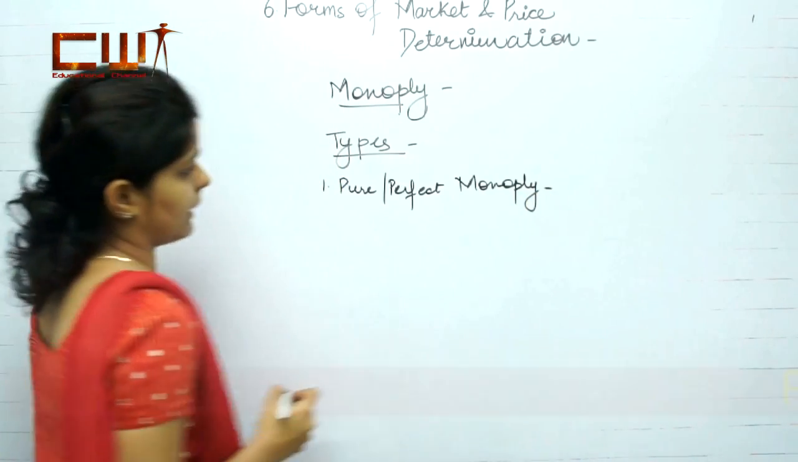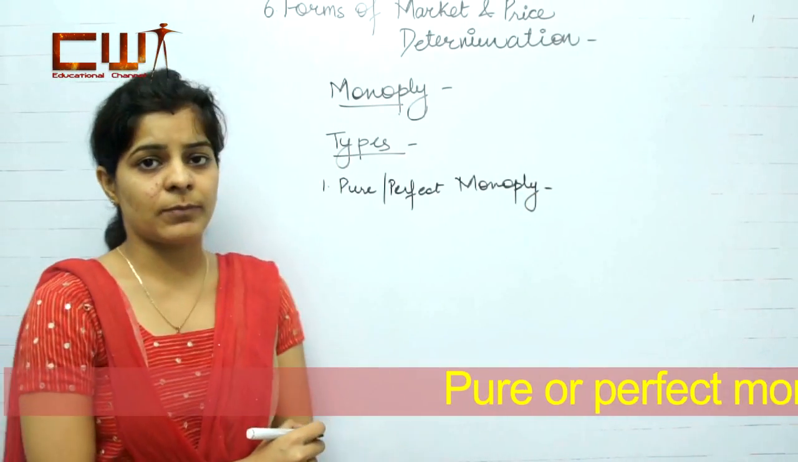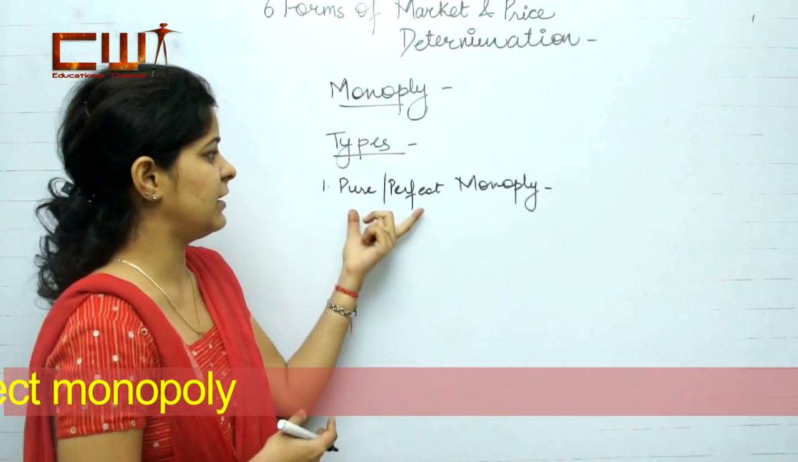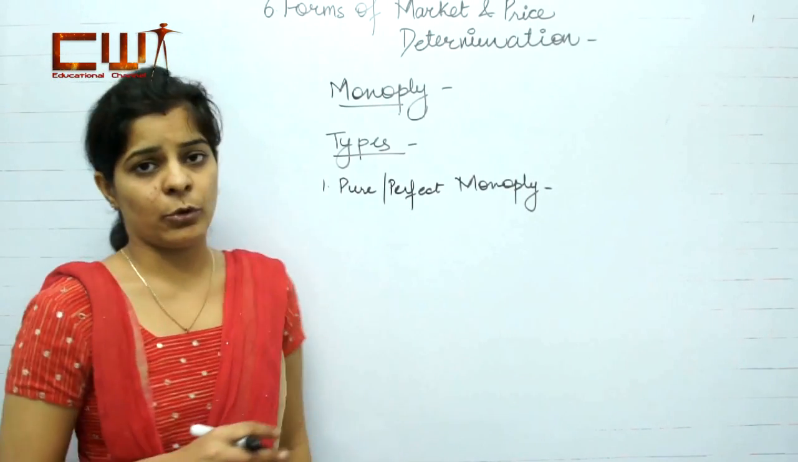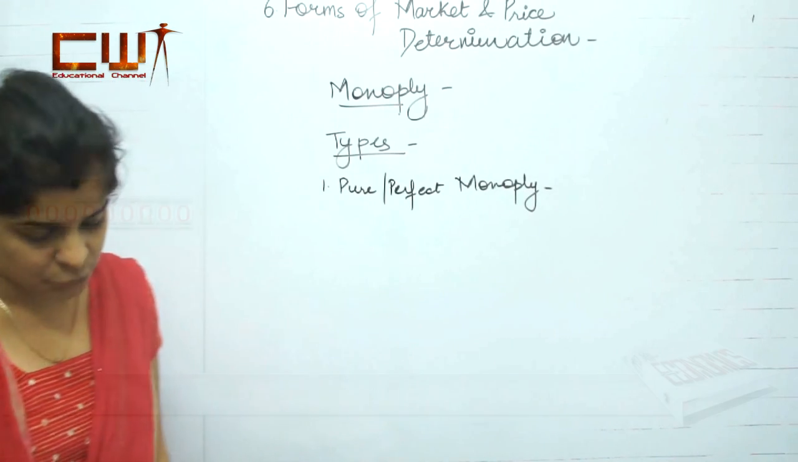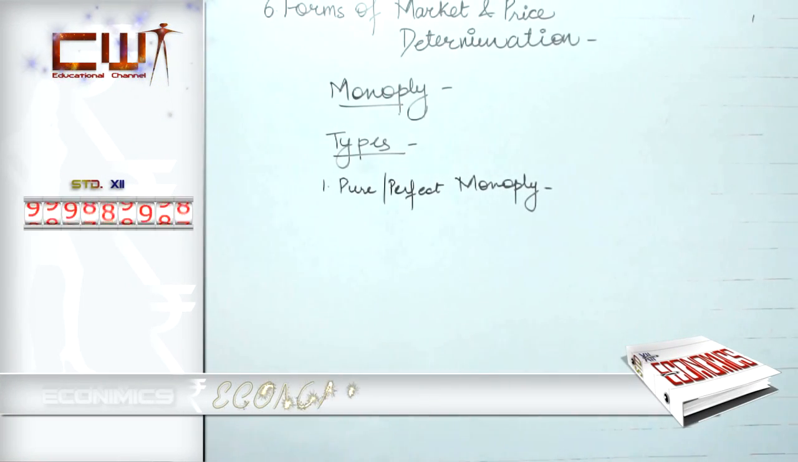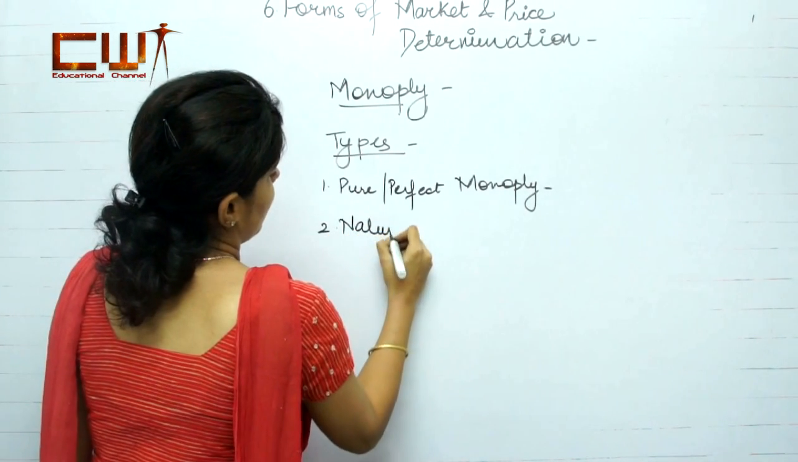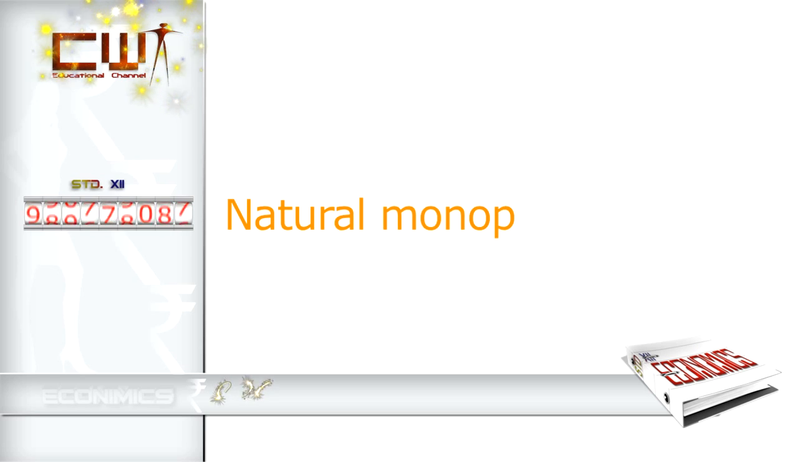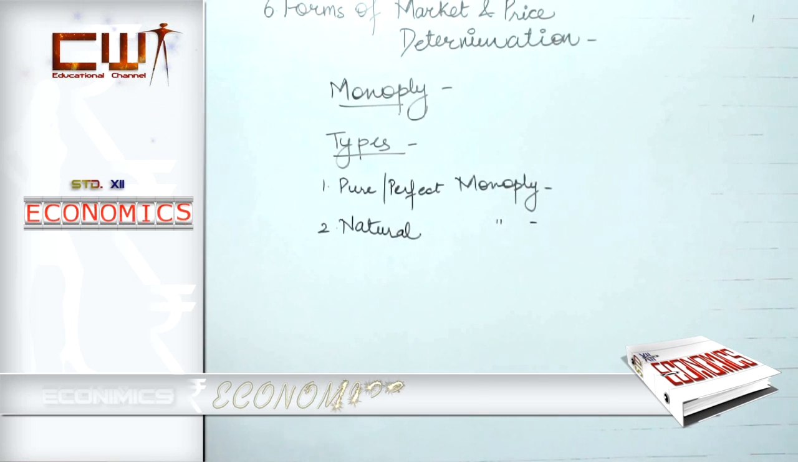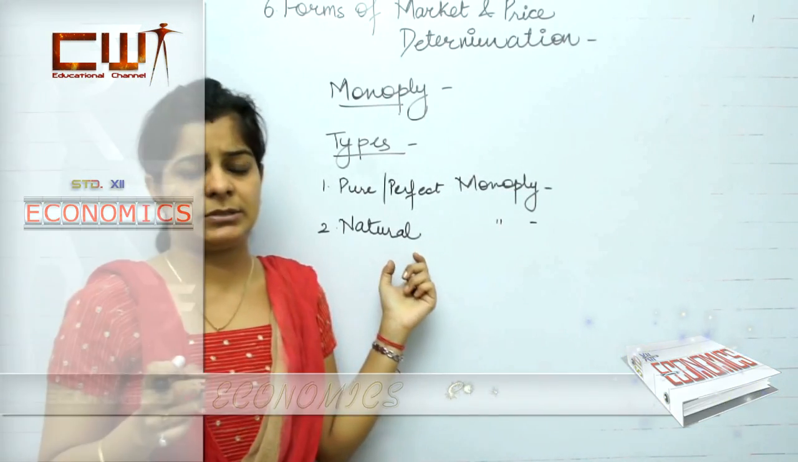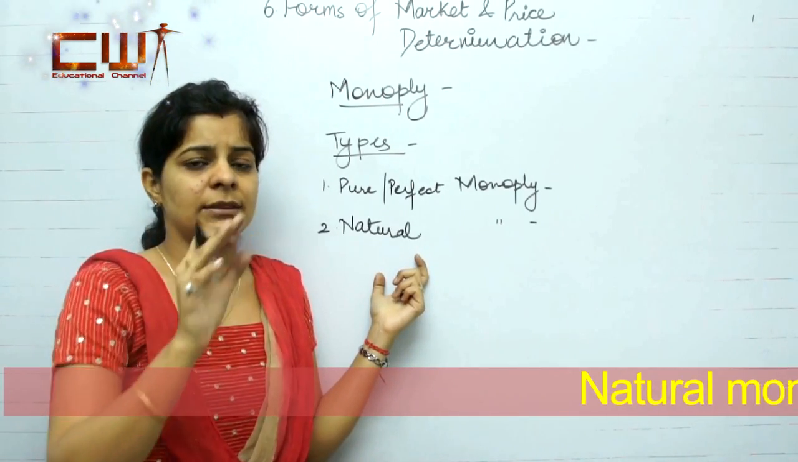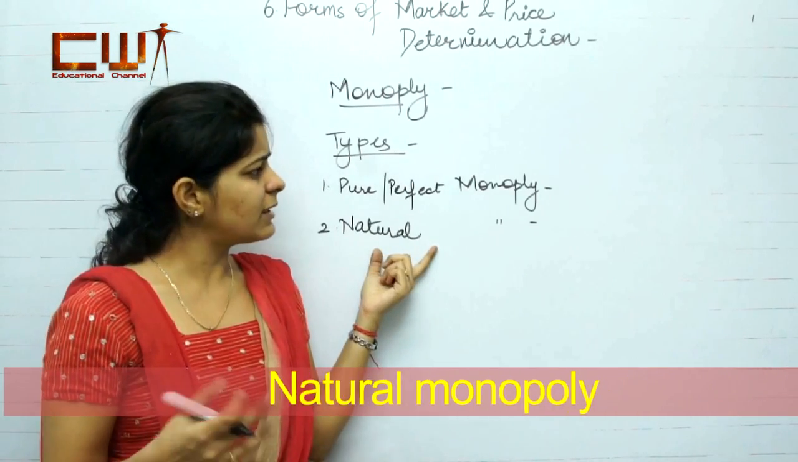Suppose a state is getting electricity from the government. There is no other private institution supplying electricity. So there is a pure and perfect monopoly of that thing. There is no other substitute even at the remotest. Next you have the natural monopoly. Sometimes you have location advantages. Some goods, some soil, some products are grown only in a particular place, nowhere else. So that is a natural monopoly.